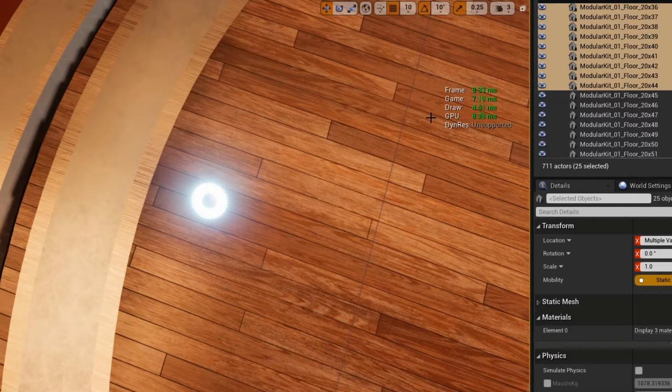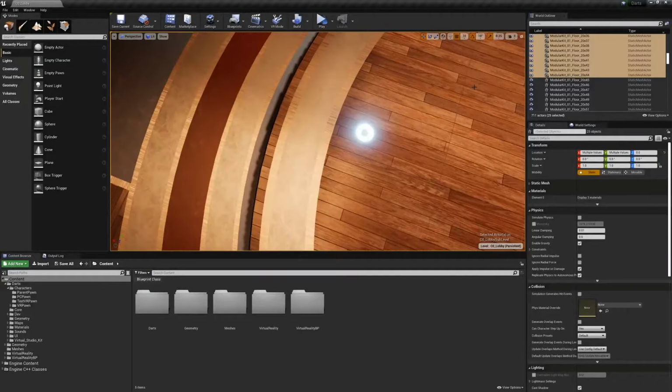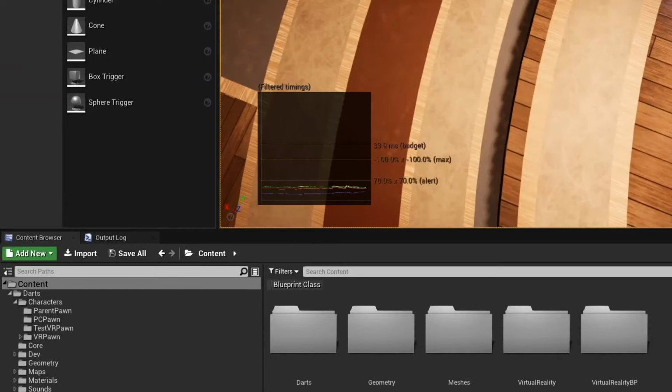If your GPU time is close to the total frame time, and your game thread and render thread times are lower than the total frame time, you are likely to have a GPU bottleneck. Stat unit graph. The stat unit graph is the same as the stat unit metric, but instead of just showing them in text form, it shows them as a graph of those metrics over the preceding 10 seconds. The reason you might want a unit graph instead of a number is because in-game, the frame time is going to oscillate, and the graph lets you see that information depicted visually.